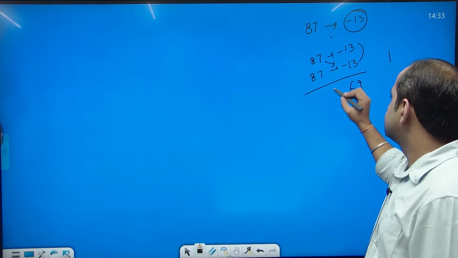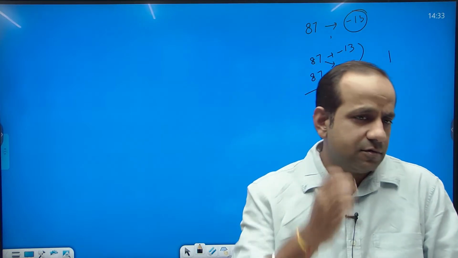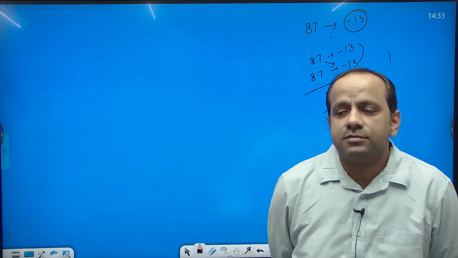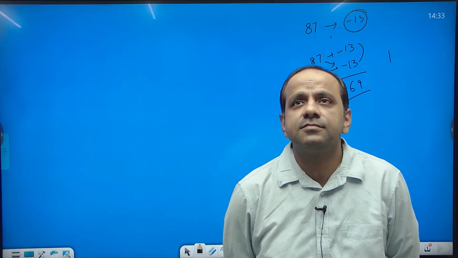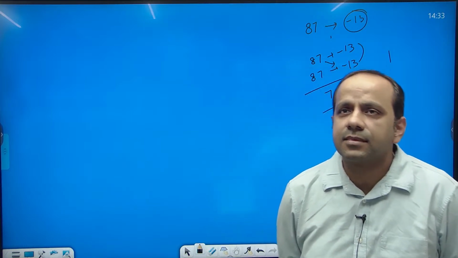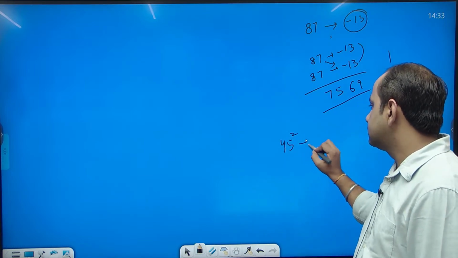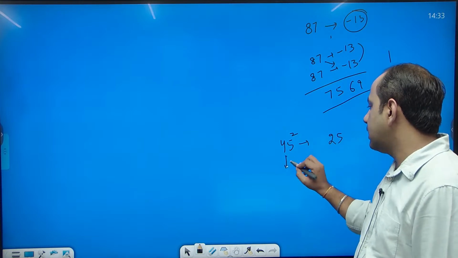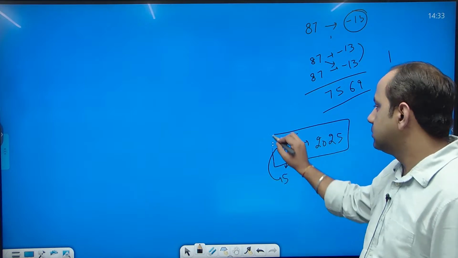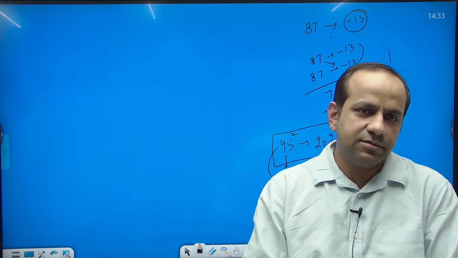It will be 756. Okay. Square of 45. Square of 45 is, I'm audible to all of you now? We have covered the square of 45 will be 25 and 4 into 5, it will be 2025. Clear? I hope you all are comfortable with the squares.